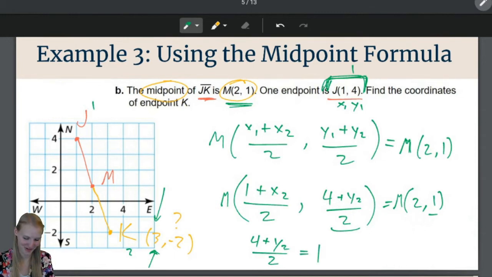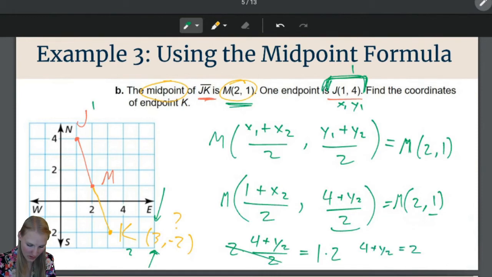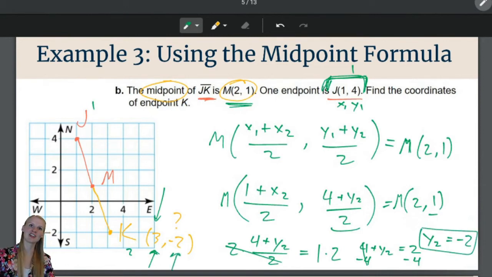Ah ha! I know how to solve this too. I'm going to multiply by 2 on both sides. 4 plus y2 equals 2. And then minus 4, minus 4. So y2 equals negative 2. Wow, I am good at guessing today.